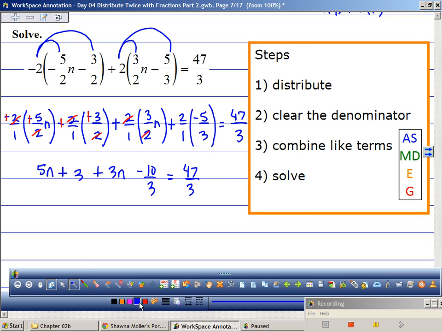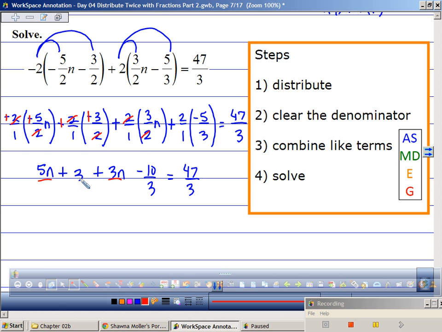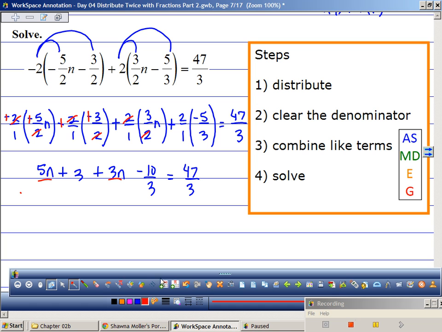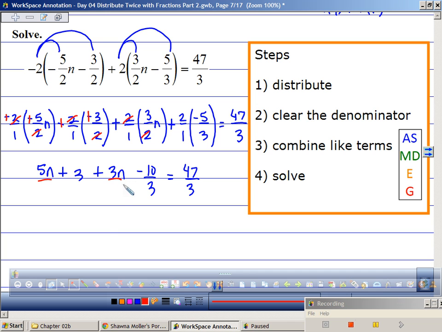At this point, you should see that you can combine like terms. If you've got really strong fraction skills, you could turn 3 into having a denominator of 3. Oh, what am I thinking? 3 times 3 would be 9. 9 over 3. Then you'd have a common denominator. But if you don't like fractions, and you want to get rid of fractions, you could also take this and add it to this side. It would be 57 thirds on that side. Okay, so 5n plus 3n is how many n? 8n plus 3 minus 10 thirds equals 47 thirds.